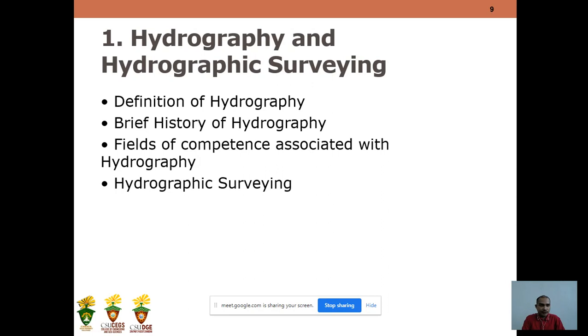Next, we're going to discuss hydrographic surveying and also the differentiation between the two, hydrography and hydrographic surveying. We will discuss that in this part. And then the specifications and standards of hydrographic surveying.